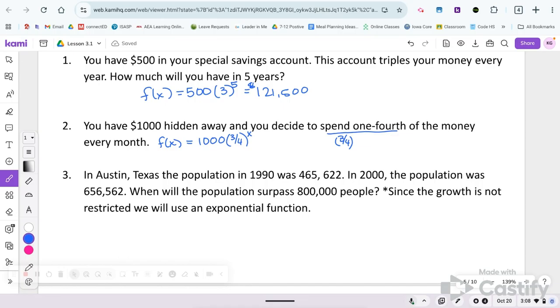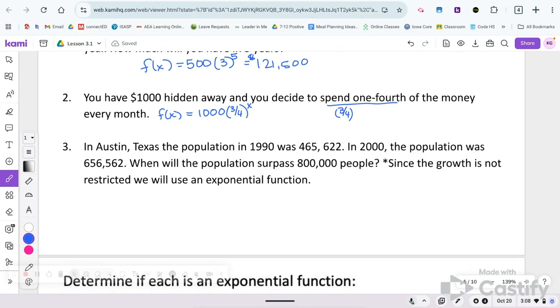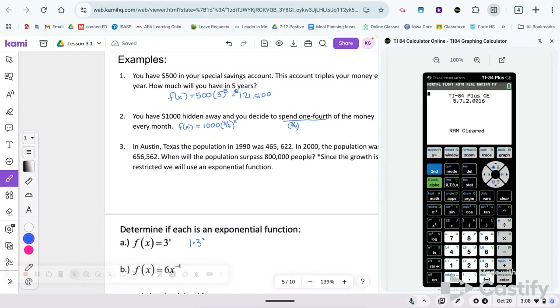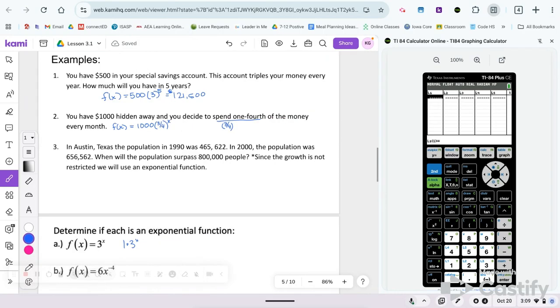In Austin, Texas, the population in 1990 was 465,622. In 2000, the population was 656,562. When will the population surpass 800,000 people? And in this one, the growth is not restricted because it doesn't say anything about restricted growth, so we're just going to use a regular exponential function. I think the quickest way to do this is going to be to use our stat plot, so we don't have to do this by hand. So we're going to go to stat, edit. We're going to enter 1990 and 2000.